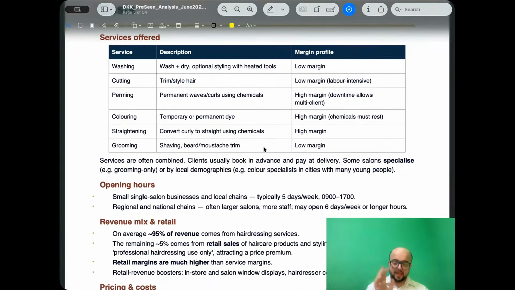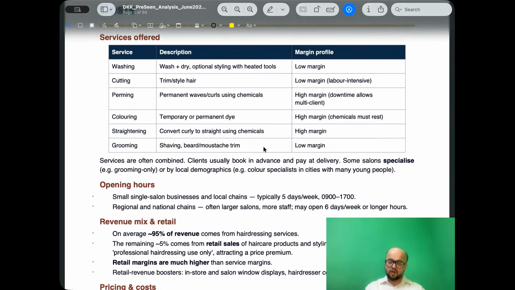Services are often combined. Clients usually book in advance and pay at delivery. Some salons specialize, that is grooming only, or by local demographics. Color specialists in cities with many young people. I think apparently it's a thing these days. Now, single salon businesses and local chains typically run 5 days every week, 9 a.m. to 5 p.m. I wonder who would go into salons at that time. If you are a working professional, you are busy from 9 to 5. So, seems like a challenge, that time.